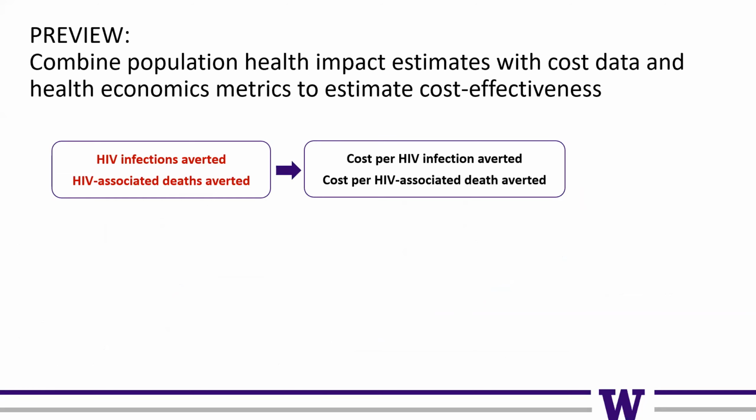So after this, our next step is to combine these population health impact measures with cost data and health economics metrics to estimate cost effectiveness of community-based ART. And so I'm going to provide a preview now, and I think that this information will be discussed further at a later workshop. So first, we can directly use those HIV infections and deaths averted from that last slide in each scenario to calculate the cost per HIV infection or HIV death averted with community-based ART. Second, we can use model outcomes to calculate QALYs and DALYs, which Jim talked about, which form the basis for some other cost-effective metrics such as ICERs.